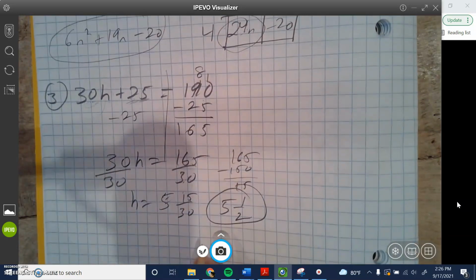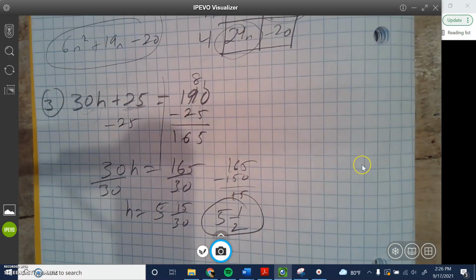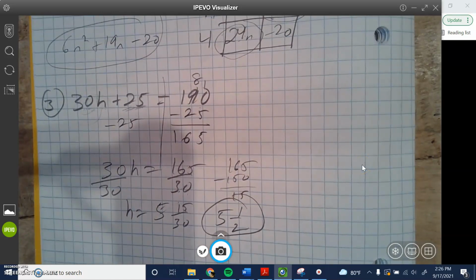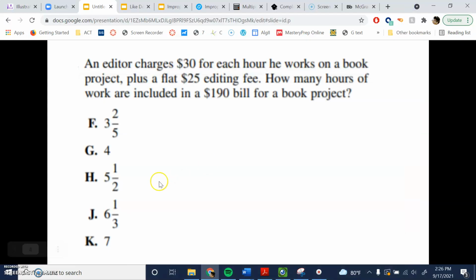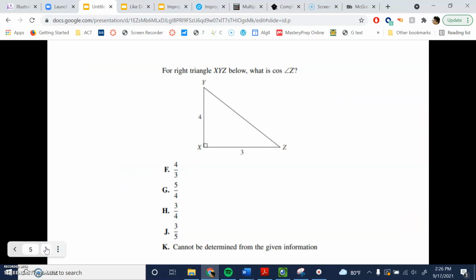So you can do things without a calculator. You can do the whole ACT test without a calculator. Oh my goodness. Look at what Ms. Ouch is doing. Okay, so 5 and 1/2. So the answer is H. There we go. Cool. All right. Next one.